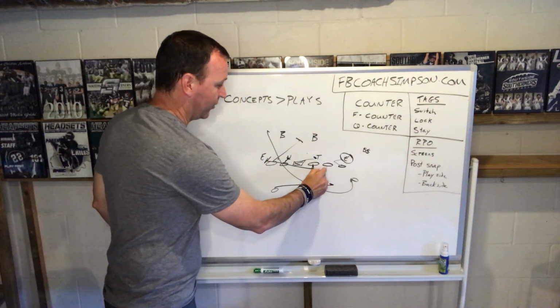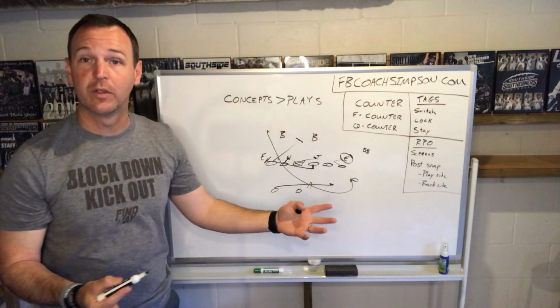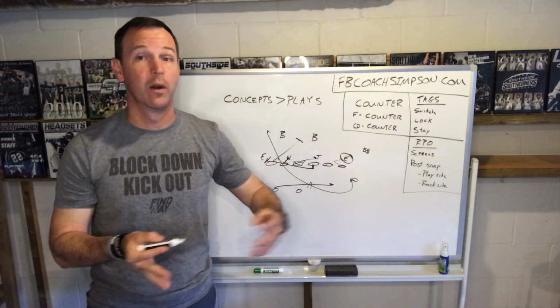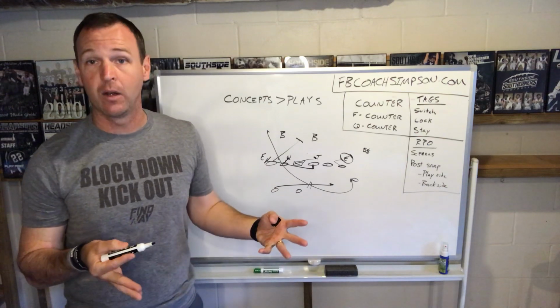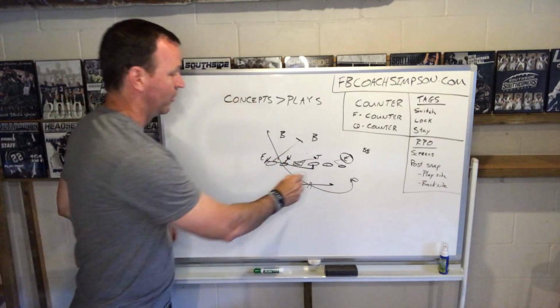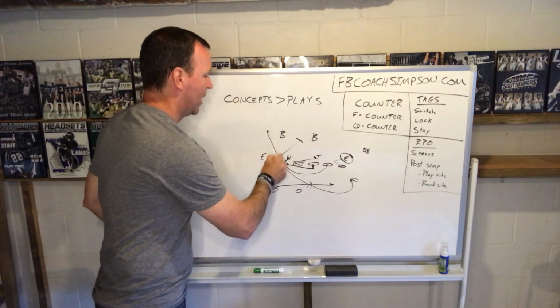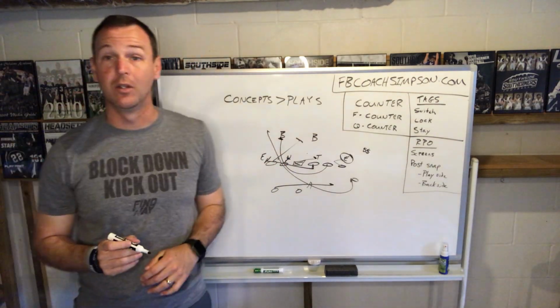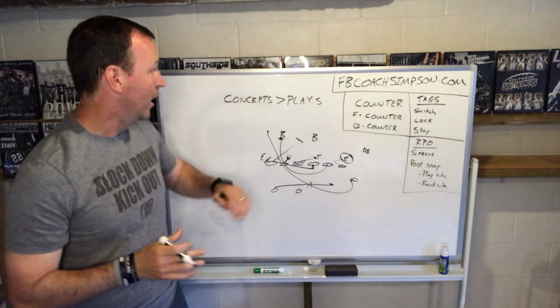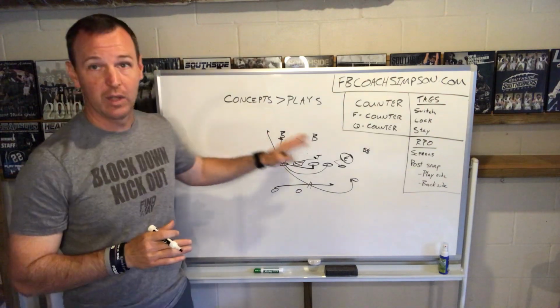Our tackle now knows he became the tight end. Well, what does the tight end do on counter? Well, you better know the concept. The tight end on counter pulls and wraps. So now I'm going to do his job, and counter has essentially just turned into GT. Okay? But for us, our concept was counter.